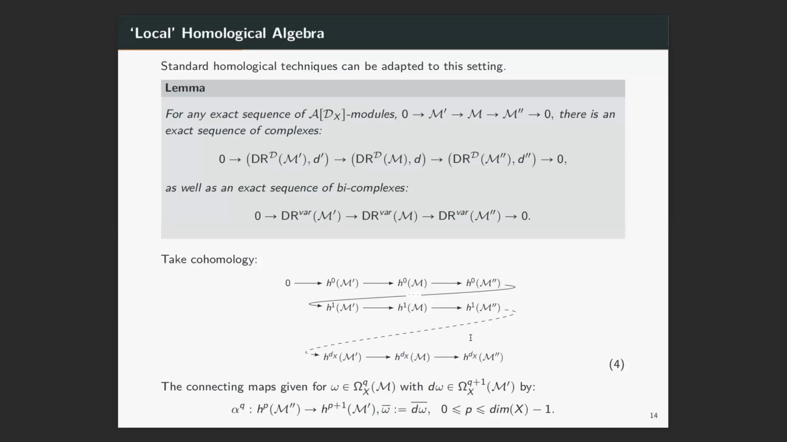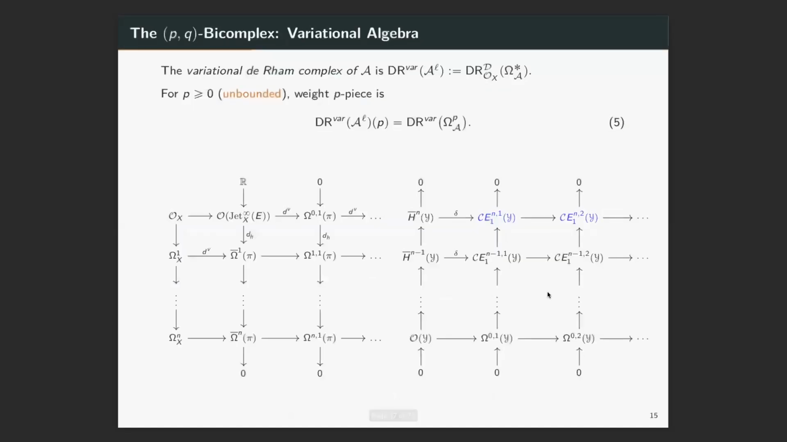And then you have these typical results that you would get on functorialities of sequences, but now they're not really of complexes, but of bicomplexes, because we're looking at the variational ones. So again, you take cohomology like normal, and you get some long exact sequences, and then you can study the relations between the invariants that they contain. Okay, so the variational derived complex is the one we care about.